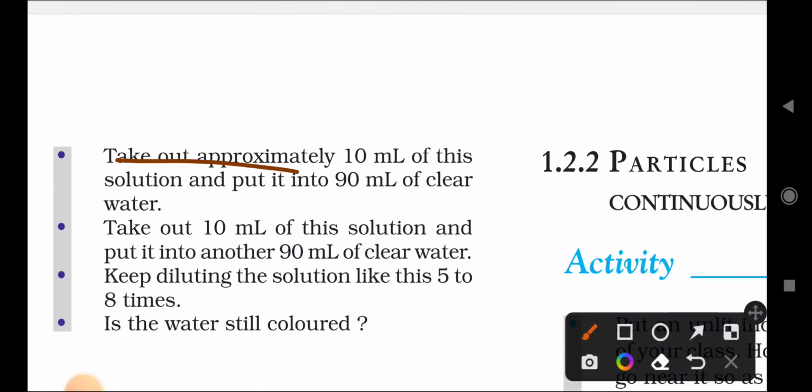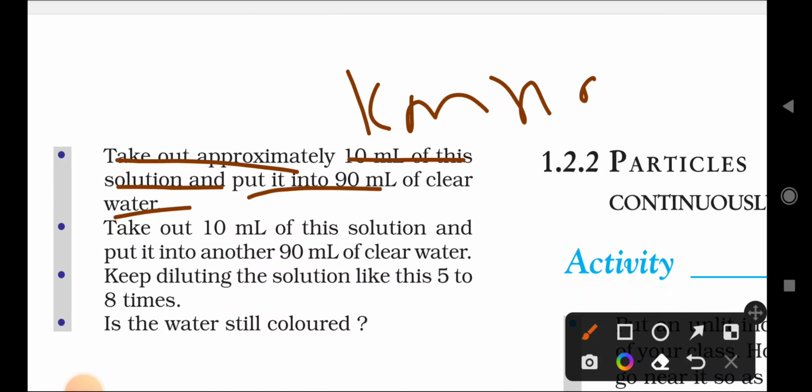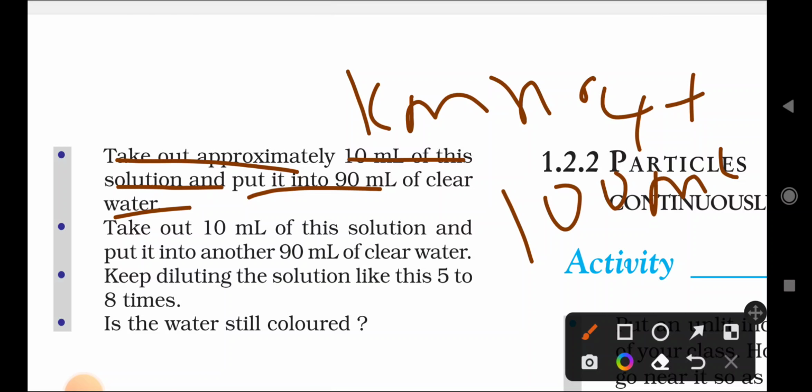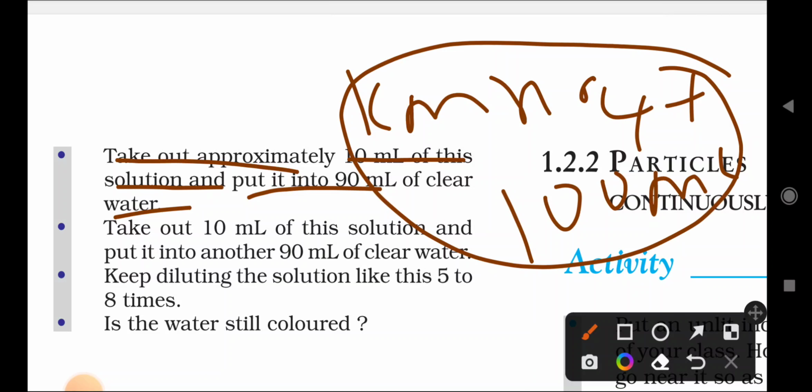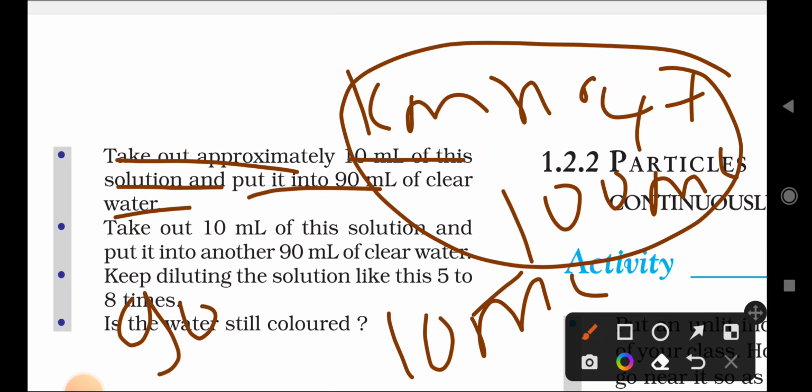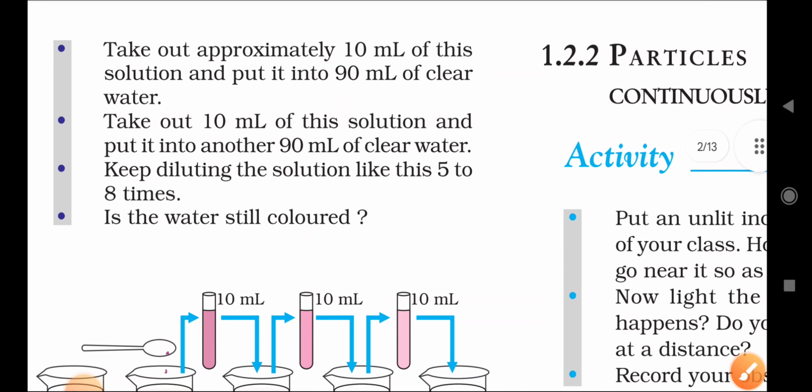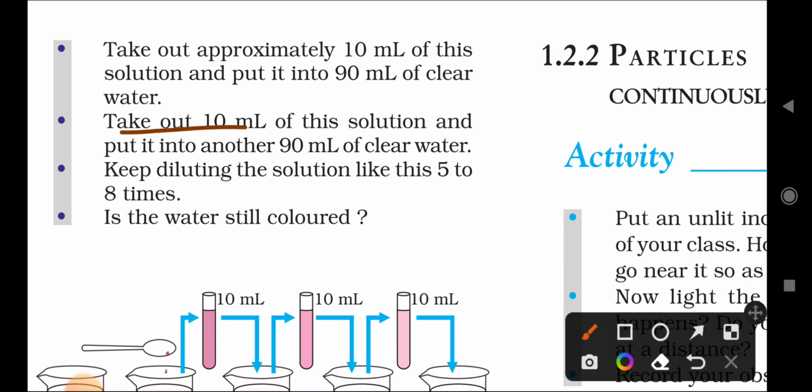Take out approximately 10 ml of this solution and put it into 90 ml of clear water. First you have taken potassium permanganate, correct? It is added to 100 ml of water. When these two mix completely, from this solution you take only 10 ml, and add it to 90 ml of pure or clear water.